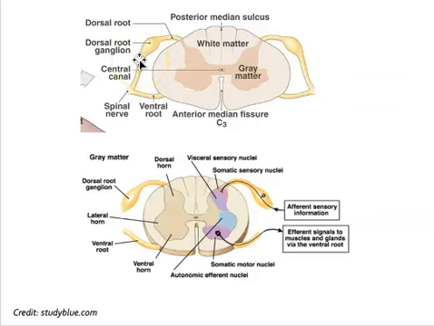Now let's talk function. This dorsal root of this particular spinal nerve, and remember there are 31 pairs of spinal nerves coming in and out of that spinal cord, is carrying sensory information, so that information is traveling into the spinal cord. The ventral root is carrying motor information out. Once it becomes a single spinal nerve, now it's a mixed nerve.